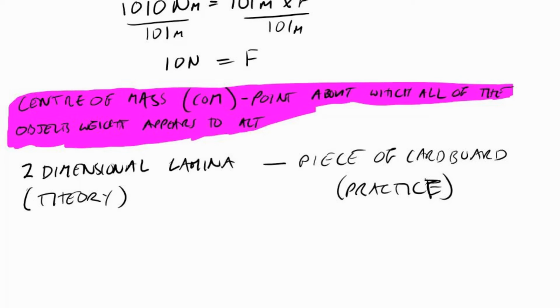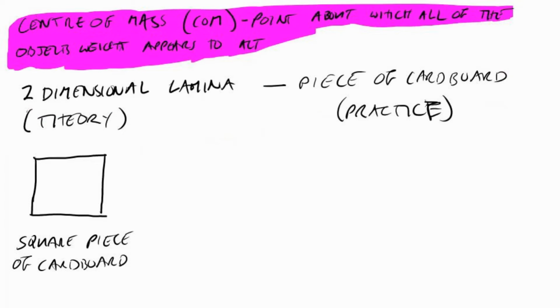So let's just have a look at what happens with this piece of cardboard and how you find the centre of mass. Okay, so first things first, we start off with a square piece of cardboard, and what we would want to do is suspend it freely on one corner.